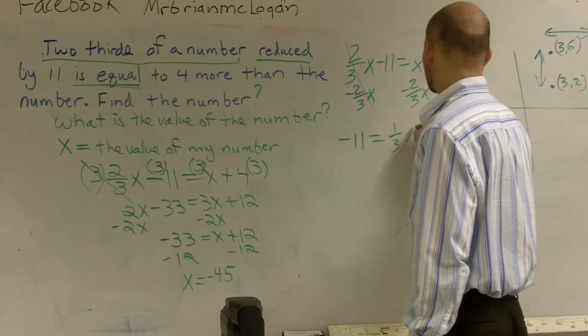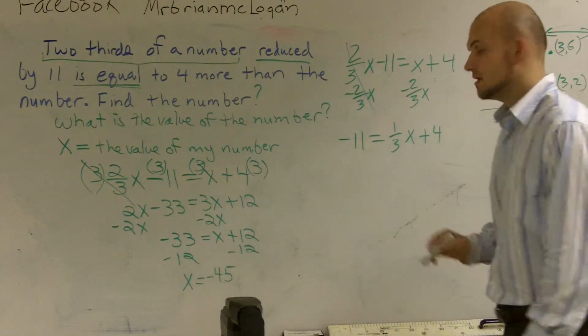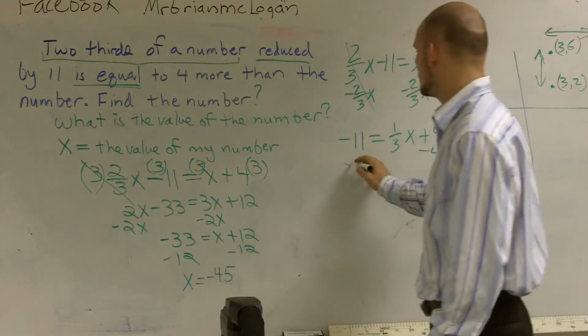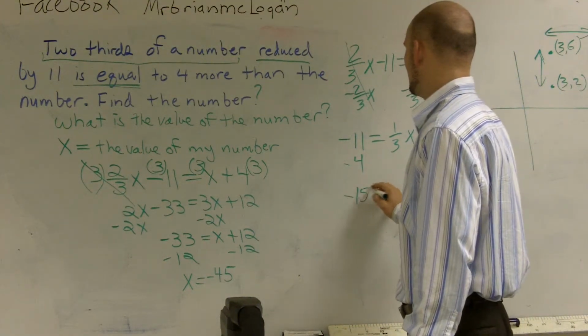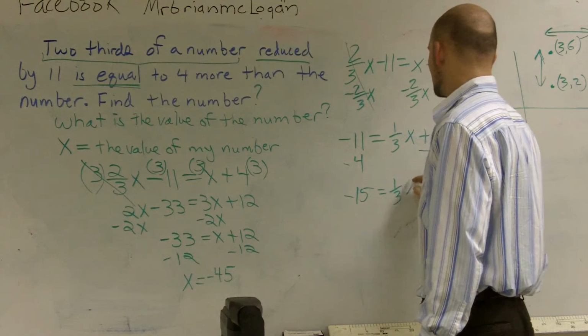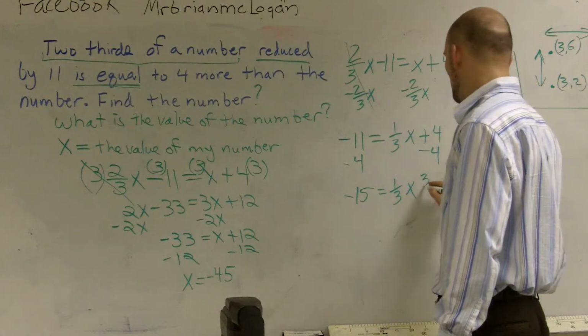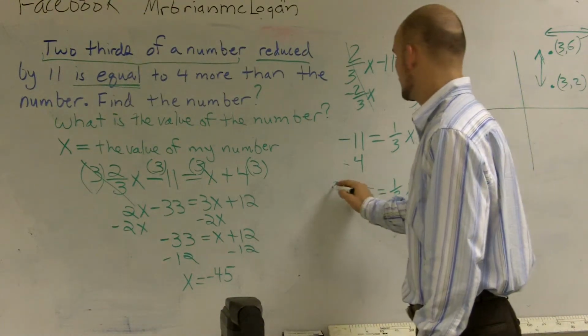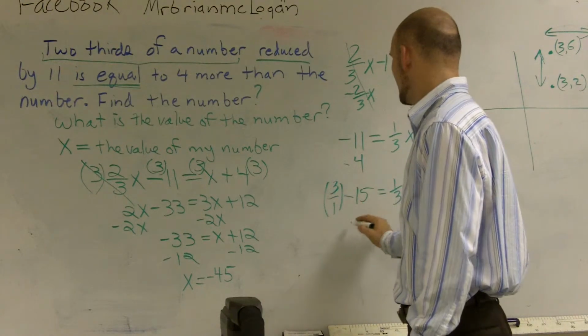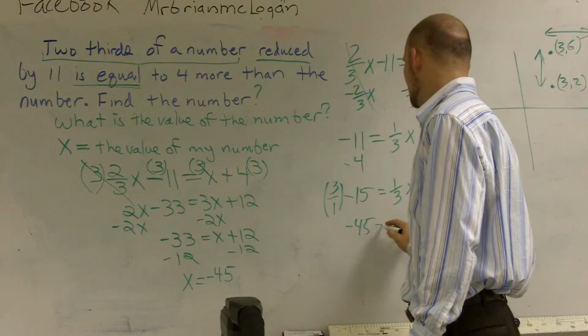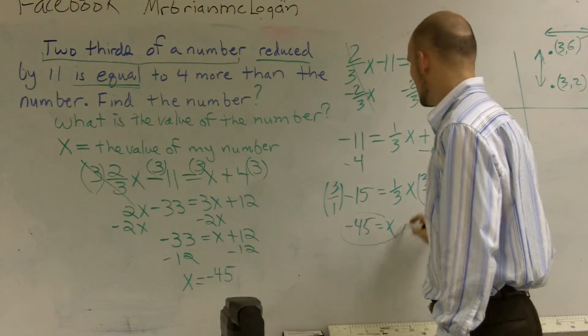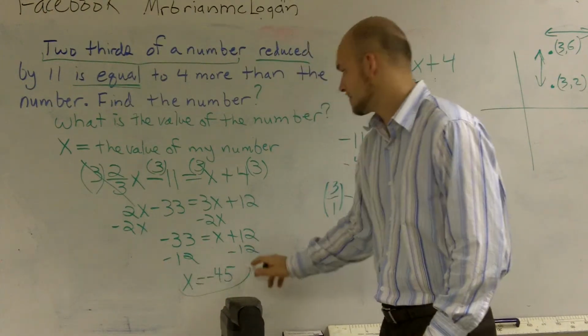equals 1/3 x plus 4. Then I can subtract my 4 on both sides. So I get -15 equals 1/3 x. To get rid of my fraction, I multiply by the reciprocal. And therefore I get -45 is equal to x, which is my exact same answer.